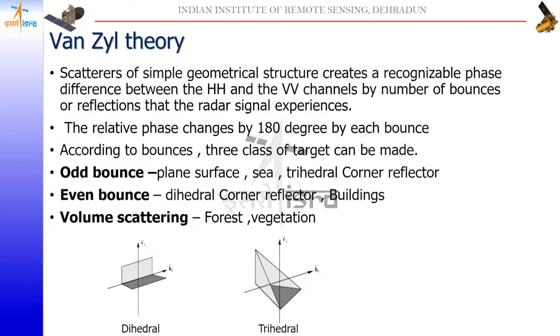So for the co-pol channels, HH and VV, it will have an odd or even bounce. We can make out odd or even: if they are in phase, then we can say they are in the odd bounce. If they are out of phase, then we can say it is an even bounce.